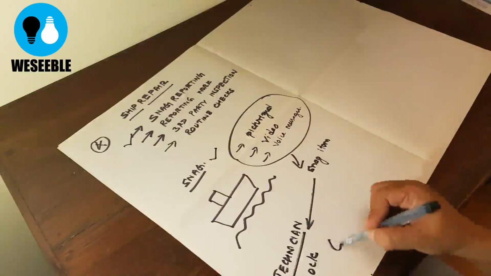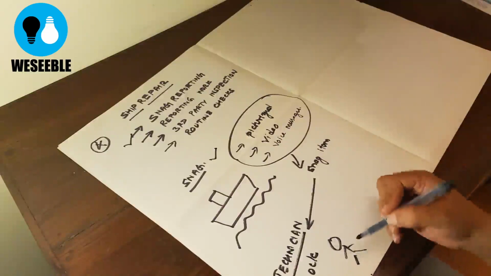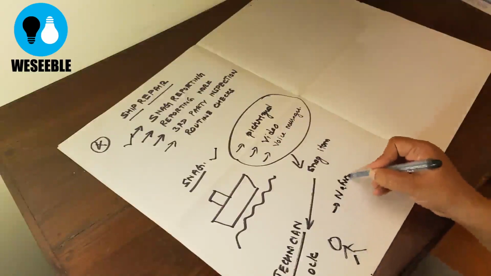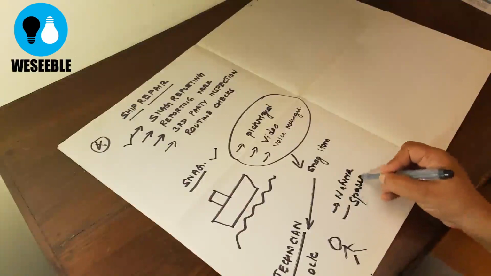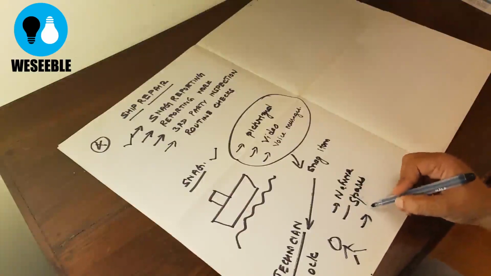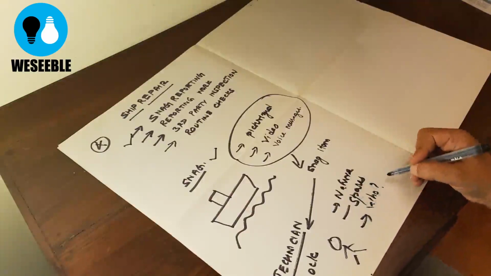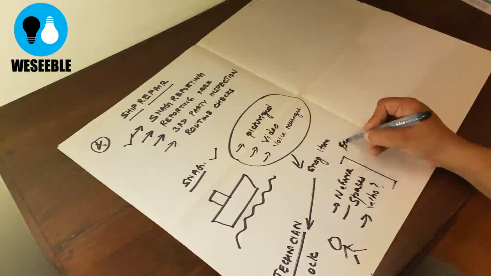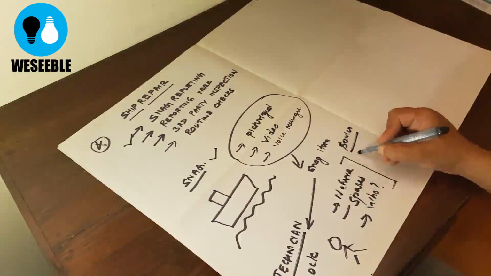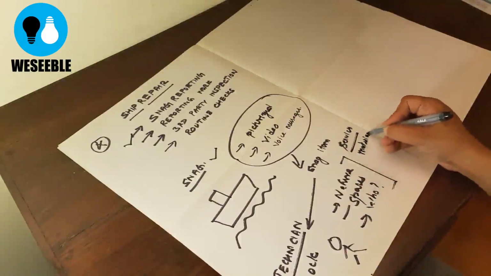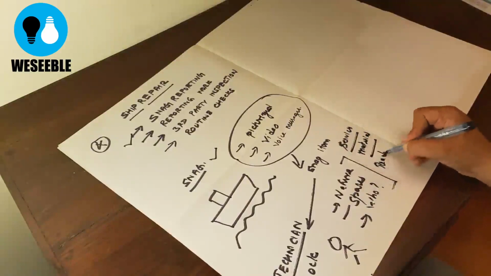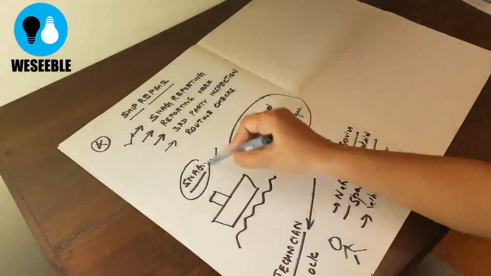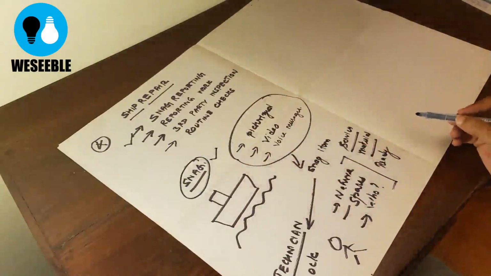So what happens is the technician knows well in advance what is the nature of the snag, what spares are required, and who are the technicians required to execute this job, so that when the ship docks, these services and materials are available, ready to be used, and the snag is completed in a faster time span. So that's the first area where Weseeble is deployed.